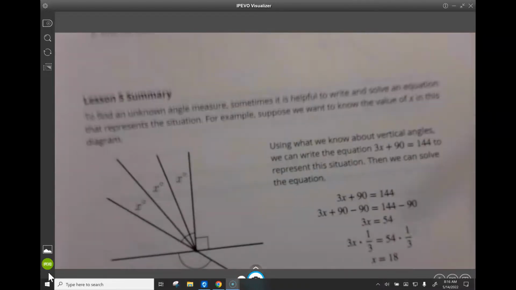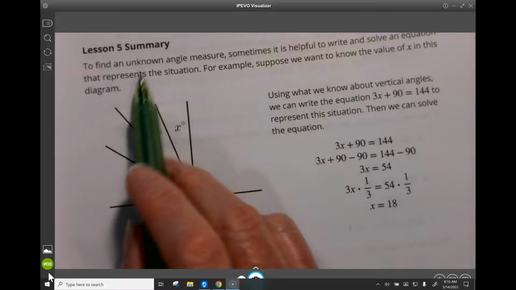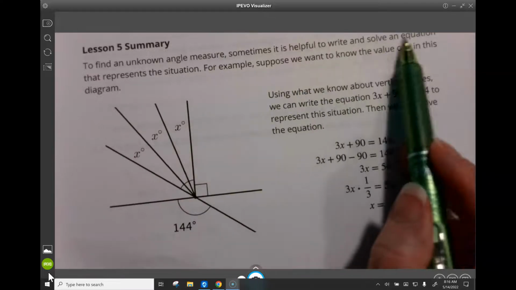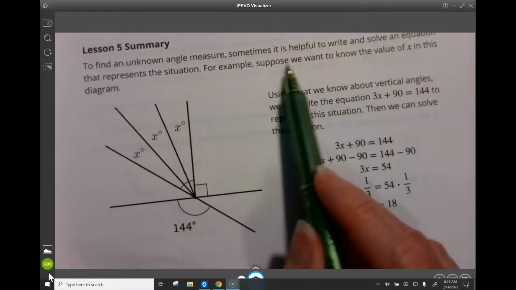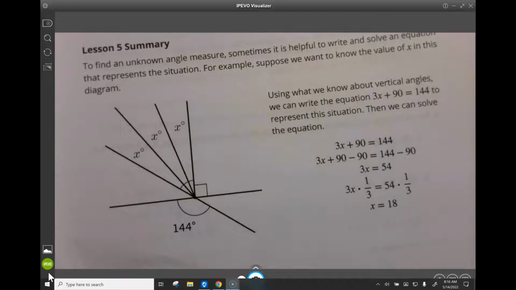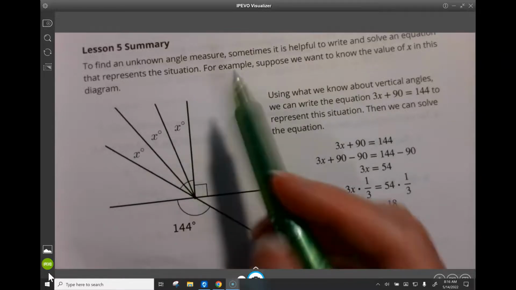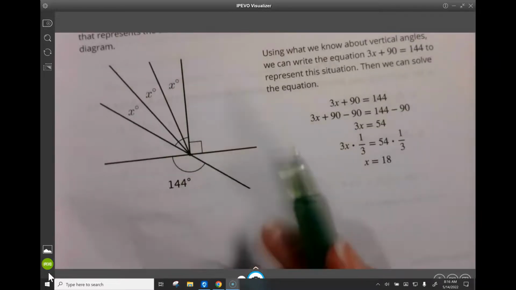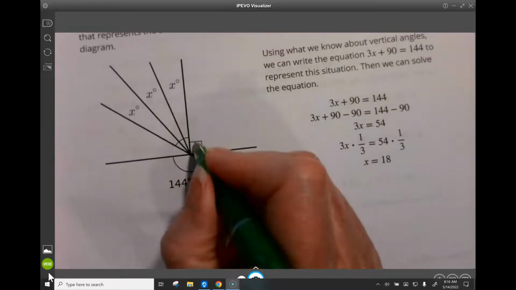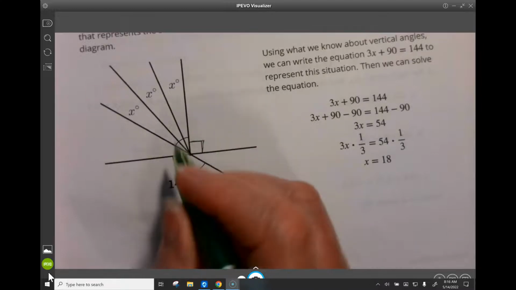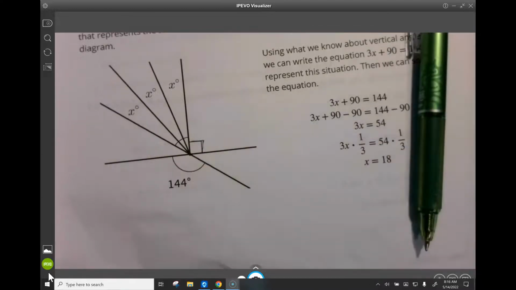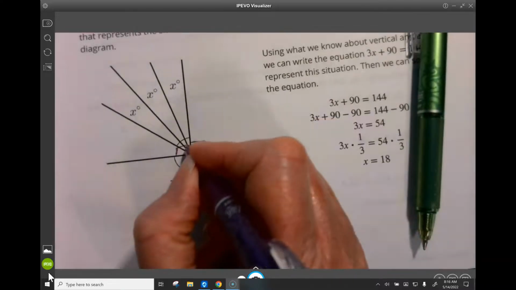Okay, what's this? No, we're not going to do that. We're going to go down here. It says to find an unknown angle, sometimes it is helpful to write and solve an equation that represents it. For example, suppose we want to know the value of x in this diagram. The other thing it doesn't say is draw on the picture. So draw on the picture to see what's going on here. So they're saying this is 90 degrees. If that's 90 degrees, then this has to be 90 degrees.